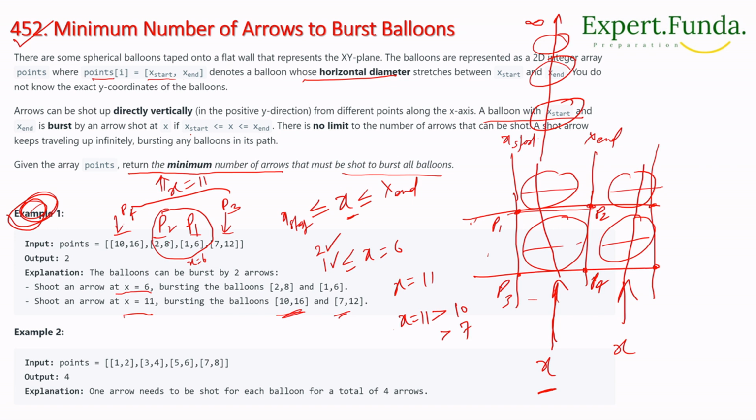And that's why, if we start from here, x equal to 6 or x equal to 11, both places we can burst two balloons at a time. So there can be two balloons we can burst by two arrows, right? So that's all we have here. If we talk about example 2, you can assume it similarly, right? So let's start the coding problem, and we'll see how we can implement this one.